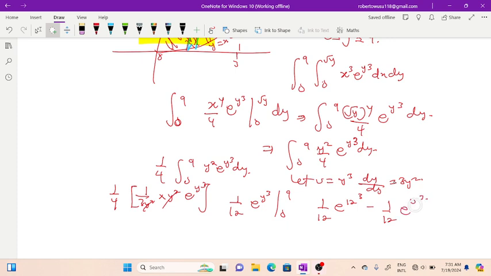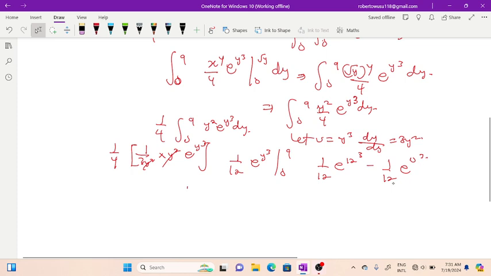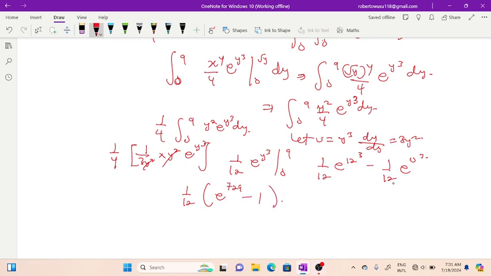Remember this, everything will become 1, so I'm going to have minus 1 over 12. So here I'm going to have 1 over 12 e to the power 729 minus, and then we have our minus 1 over 12. So I'll factorize the 1 over 12 out, so I'll have minus 1.